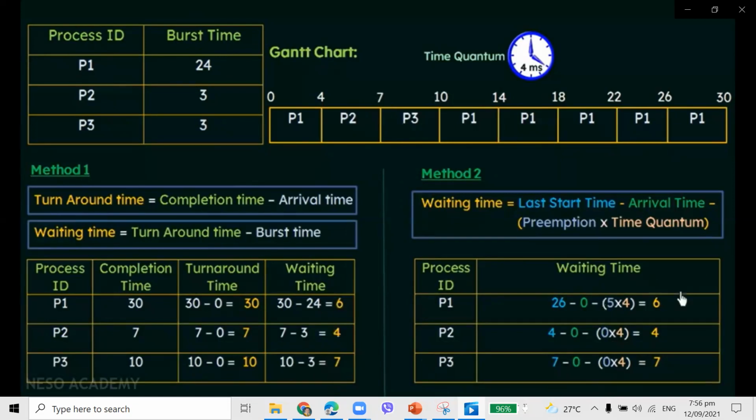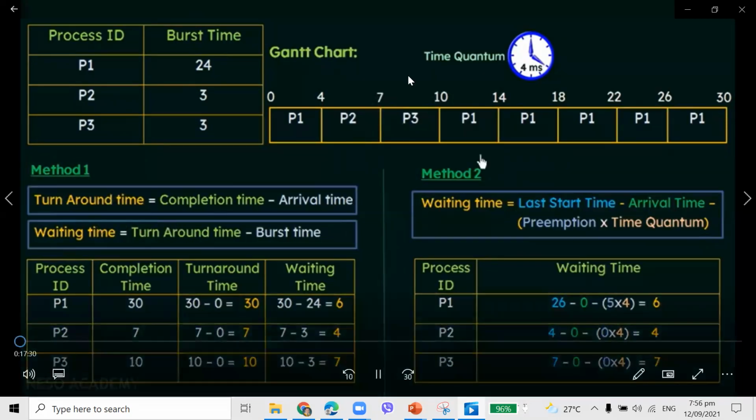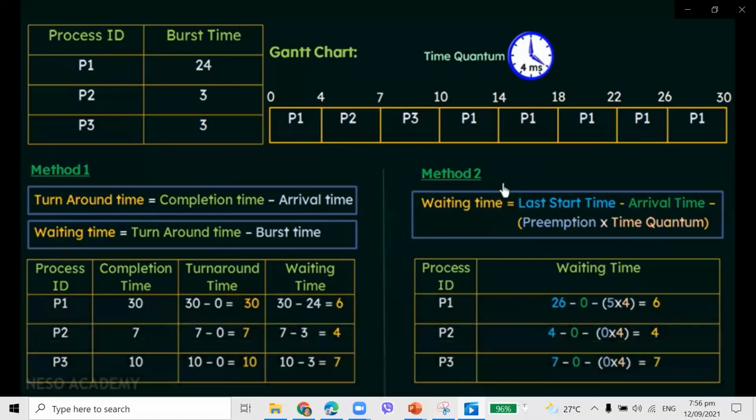So if you compare here and here, we see that in both the methods, we are getting the same answer. So this first method can be used when you have to calculate both turnaround time and waiting times, and the second method can be used if you only want to calculate the waiting times. So that is how you calculate the turnaround time and waiting times.